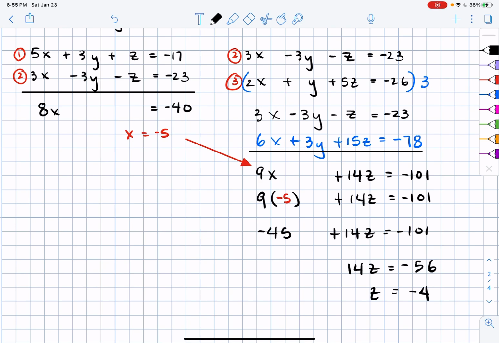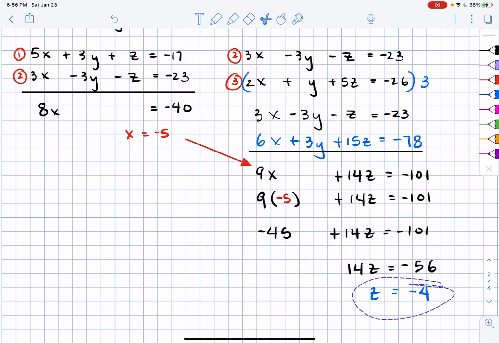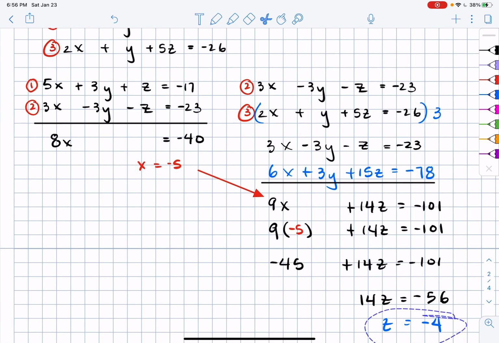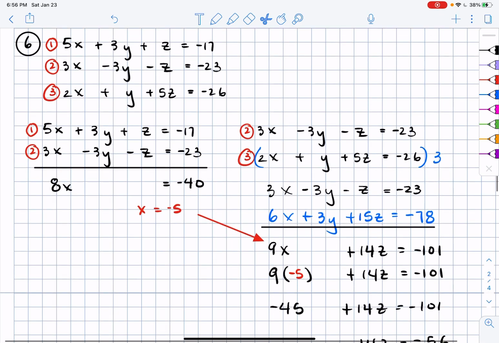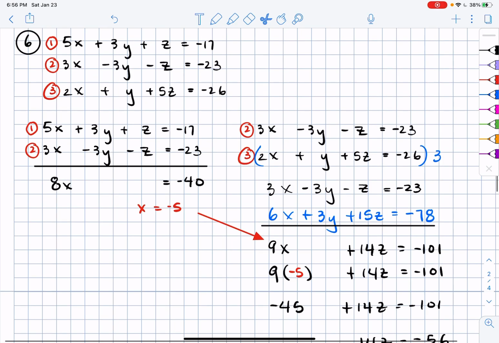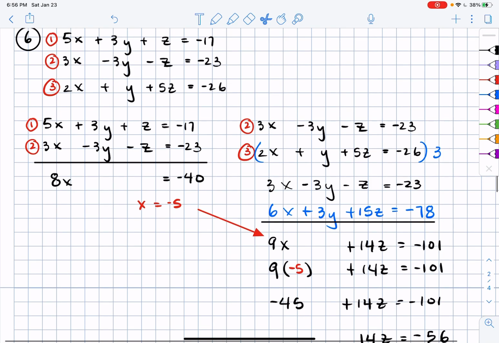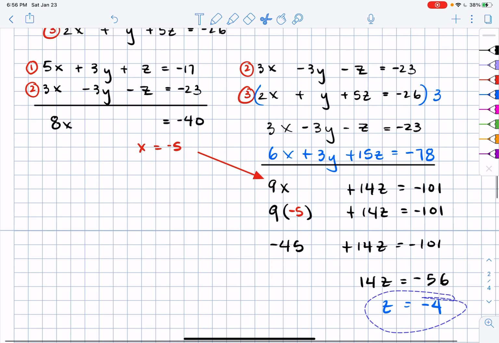Okay, so let's go ahead and highlight this and change that to blue. Now I have my x and my z, so I can just throw it into one of the original ones. It doesn't really matter which one. Let's throw it into the second one.